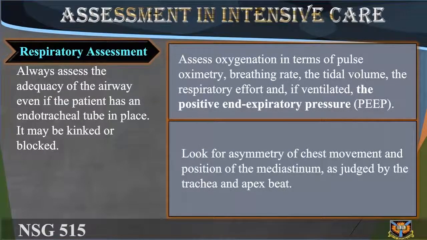Respiratory assessment. Always assess the adequacy of the airway, even if the patient has an endotracheal tube in place. It may be kinked or blocked. Assess oxygenation in terms of pulse oximetry, breathing rates, the tidal volume, the respiratory effort, and if ventilated, the positive end expiratory pressure, PEEP. Look for asymmetry of chest movement and position of the mediastinum as judged by the trachea and apex beats.